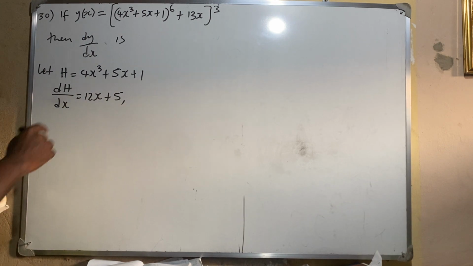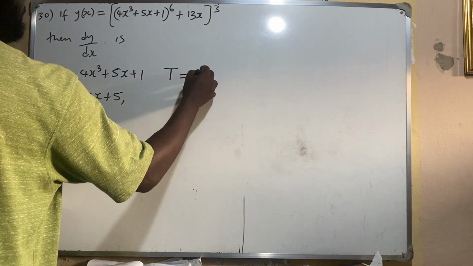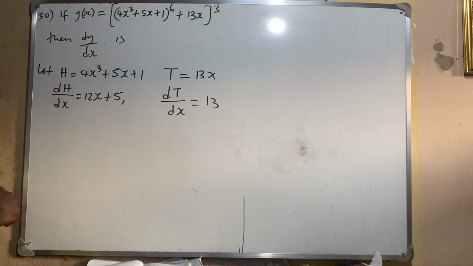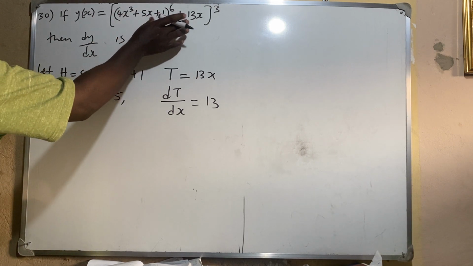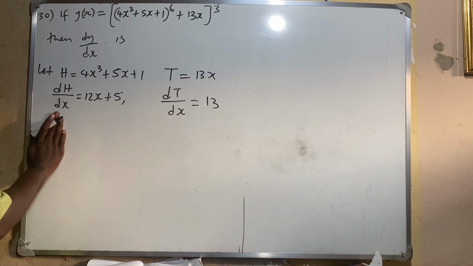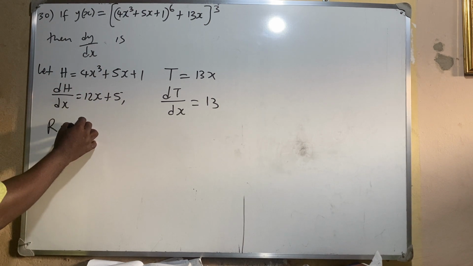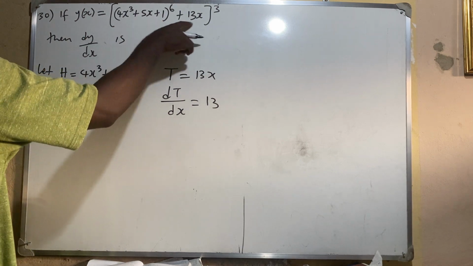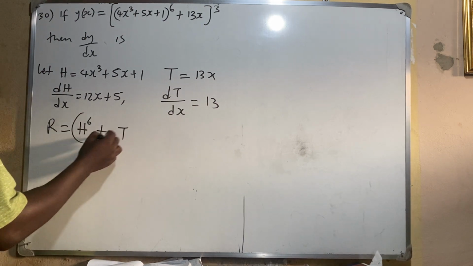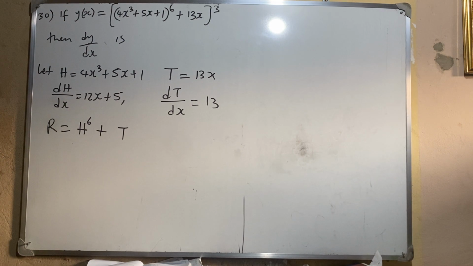You get it? So now this one here, let's use the t that we used before, 13x. So dt dx is simply what? 13. Okay, we are done with that. So the combination of the two of them now is somebody, and who is that person? Let me say that it is r, like I used before. r is simply the combination of h plus t, everything inside here. Okay, you get it now.